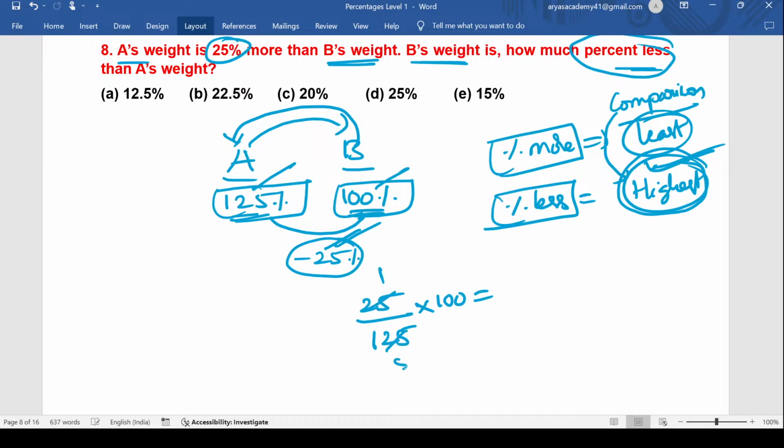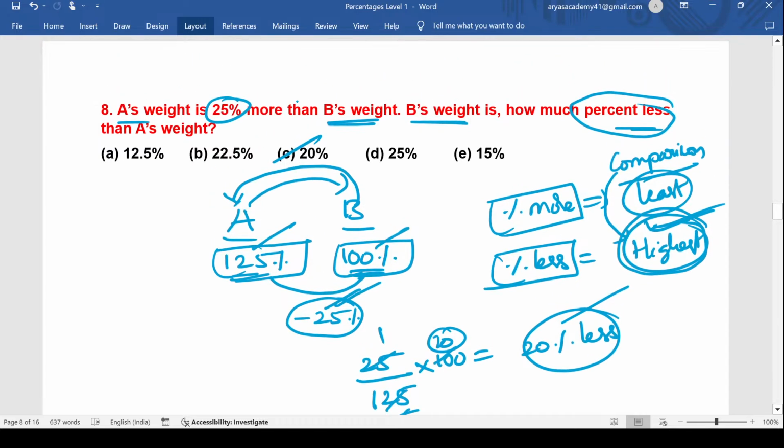25 ones are 25, 25 fives are 125. So if you go for cancellation, 5 will go exactly 20 times. So the answer is 20% less. So initially, A is 25% more than B, then B is 25% less than A. So it appears to be the actual solution, but that is not right because you are comparing B to 125.